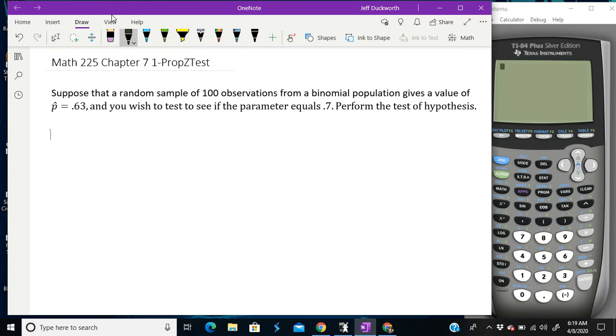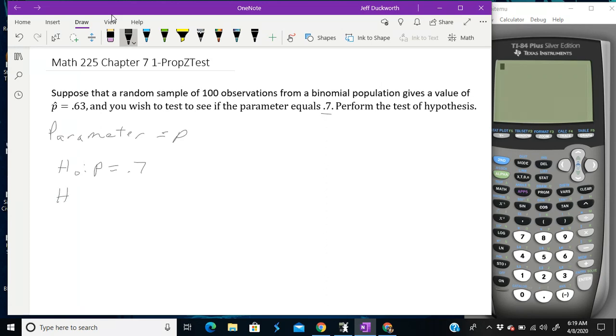So our parameter equals p. We can figure out what the null and alternative hypotheses are from reading the question. So our null, H0, this is our null hypothesis. It's always the parameter, which in this case is p, equals a value. The value that we're looking at is 0.7.